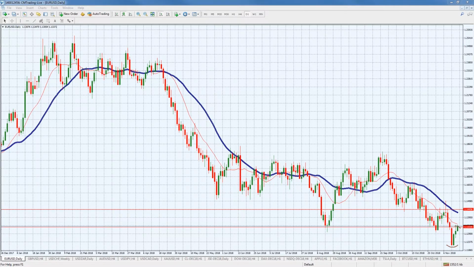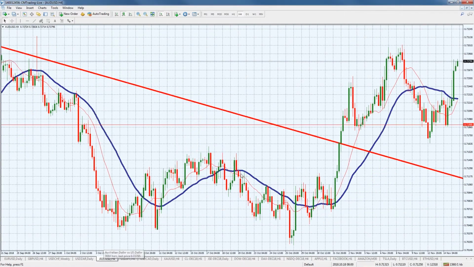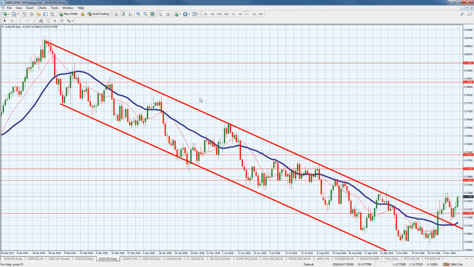Now, what you want to be looking at is which major pair will be carrying the dollar first. Usually it was the Aussie USD. We're looking at the Aussie USD, and as you can see, it's at the top of the range here after breaking this downward momentum that we had for quite a while. And so, you're looking for some sort of breakout here for continued strength.